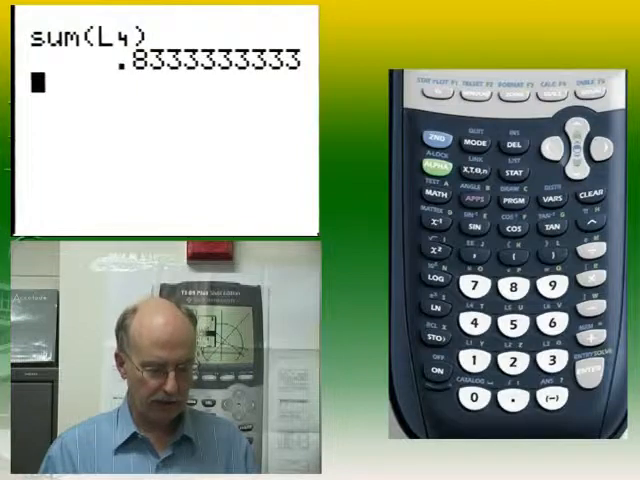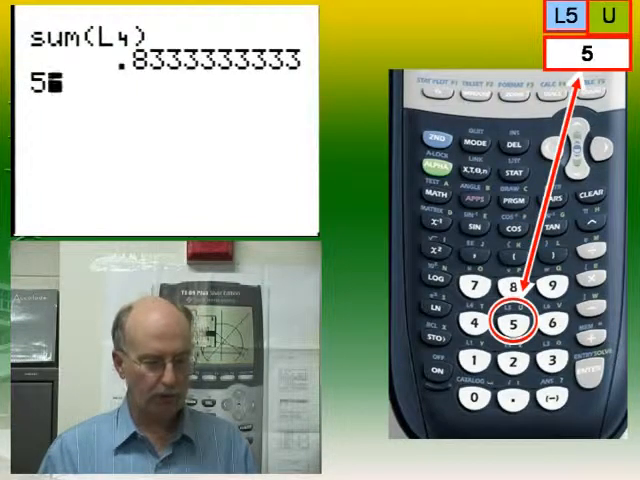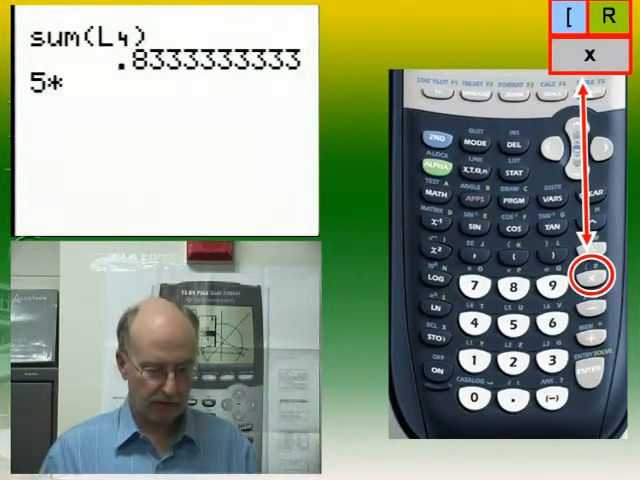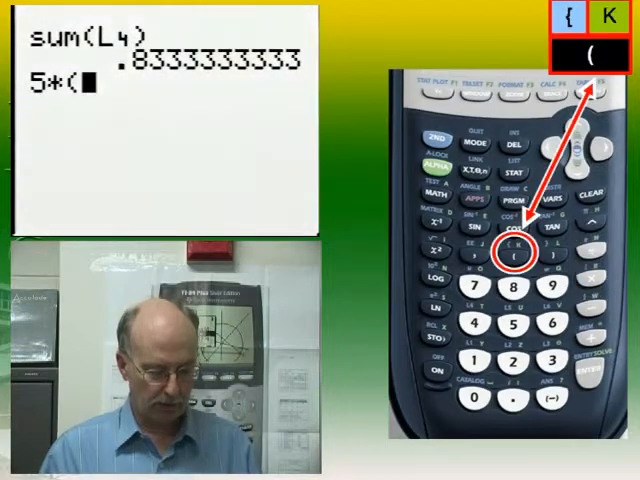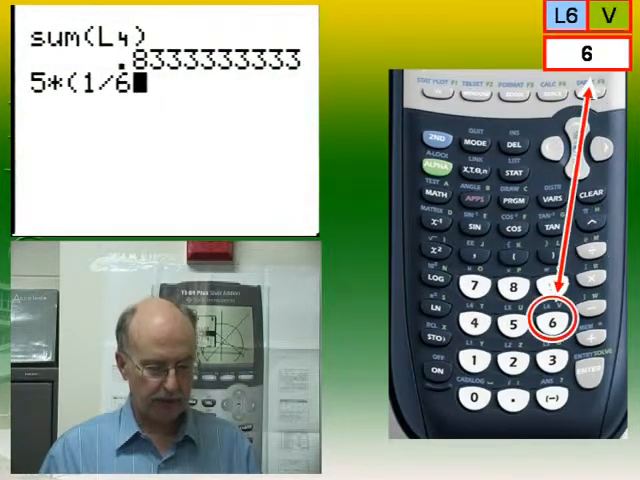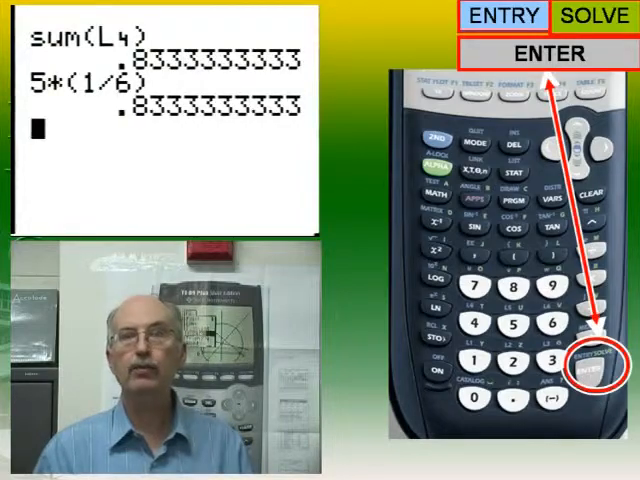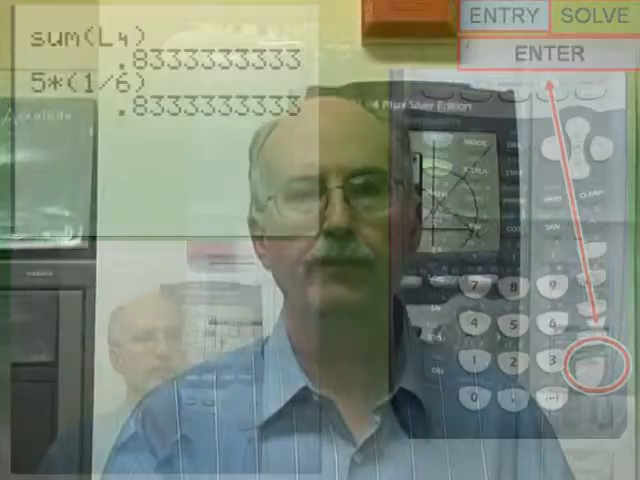We're going to take, in this case, n, which is 5. We're going to multiply it times p, or the probability of success, which is parentheses 1 divided by 6, and hit enter. And yes, we do get the same answer that way. Now let's calculate the standard deviation.